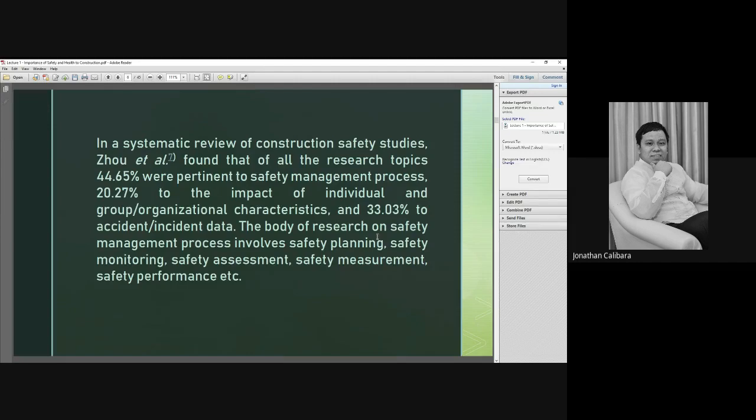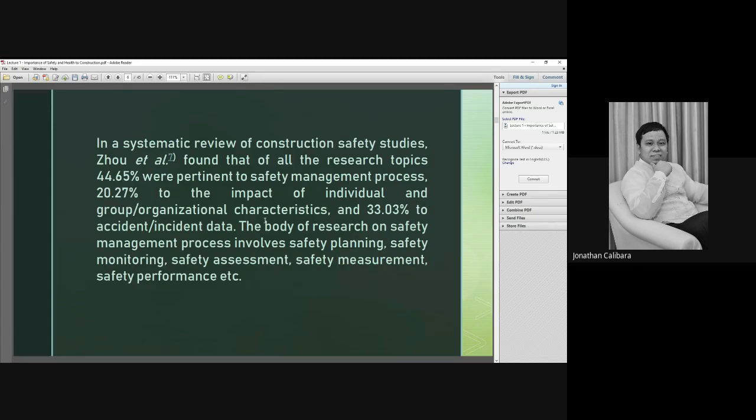And also here we have 20.7% for the impact of individual and 33.03% for accident and incident data. So the 20.7 is how it will affect other people. The 33 is the data about accidents, how many accidents in this particular time. So those are the related research in construction.